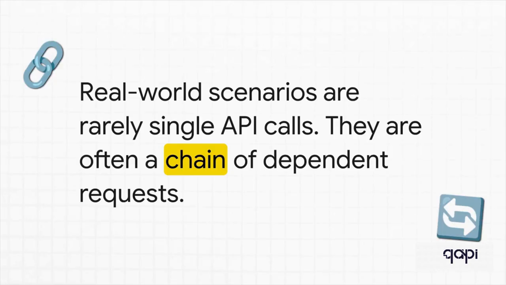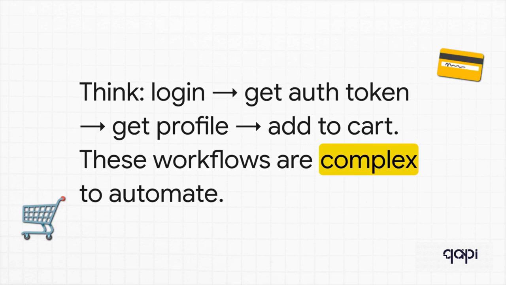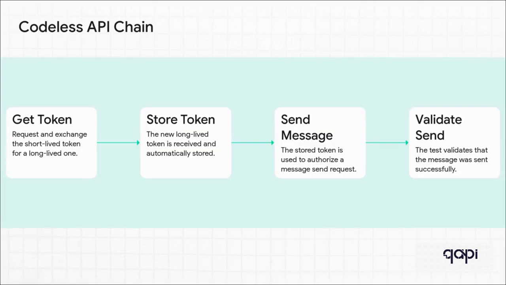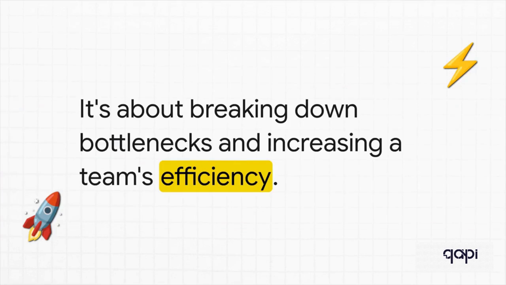You know, APIs rarely work alone. Real-world stuff involves chaining a bunch of calls together. Think about a user journey. You log in, get a token, then add to cart. Each step depends on the last. With a tool like qAPI, you can build that entire chain flow visually. Zero code required.